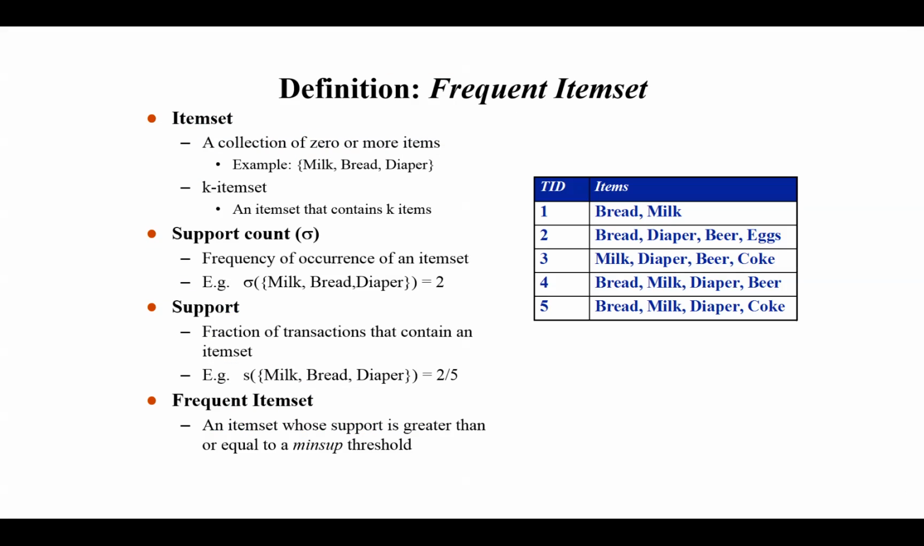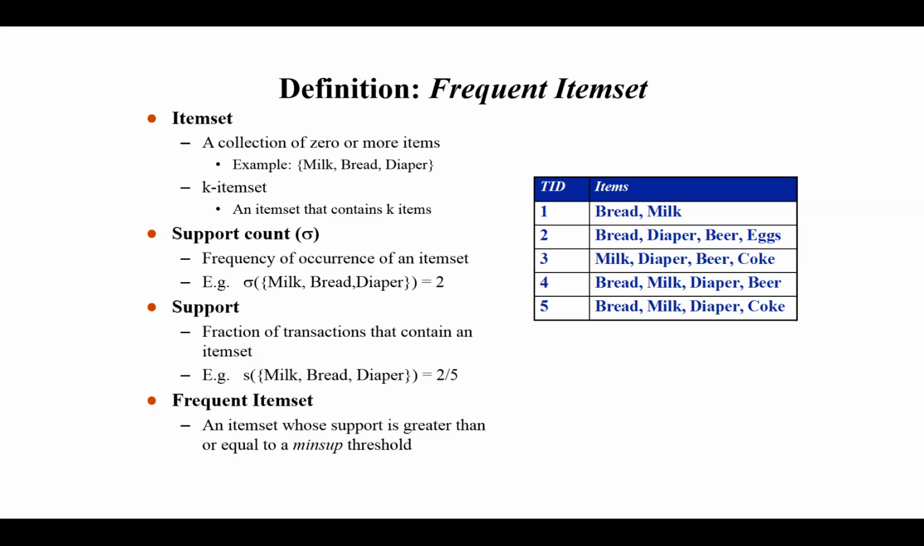Let's discuss the basic terminology used in association analysis. An item set is a collection of zero or more items. For example, milk, bread, and diaper is an example of a 3-item set. In general, a k-item set is an item set that contains k items. Support count is the number of transactions that contain a particular item set. For example, the support count for the item set milk, bread, and diaper is equal to 2, because there are only 2 transactions that contain all 3 items.